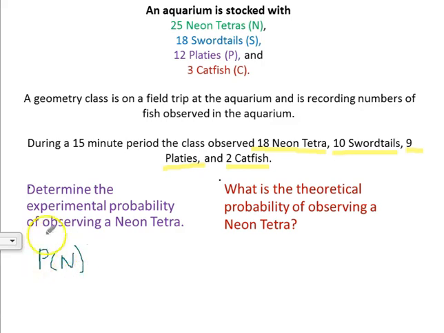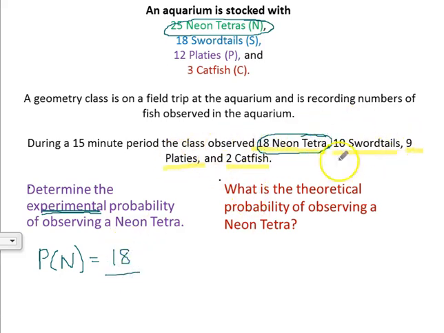So I'm going to use our fancy notation, capital P to represent probability, and then N, remember, represented our neon tetras up there. So because we want to find the experimental, which data are we going to use? Will we use the stuff up here that tells us the total number of each type of fish? Or will we use the data down here that you gathered when you were observing the number of fish and counting them in the aquarium? So we're going to use this data here, what we've observed and written down as our data. So how many neon tetra did we see? 18.